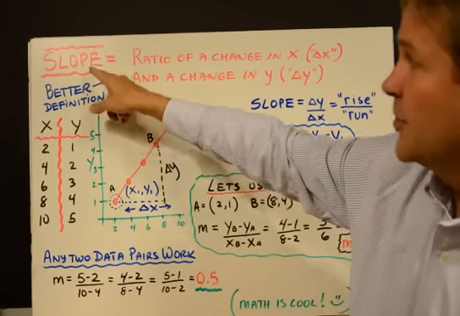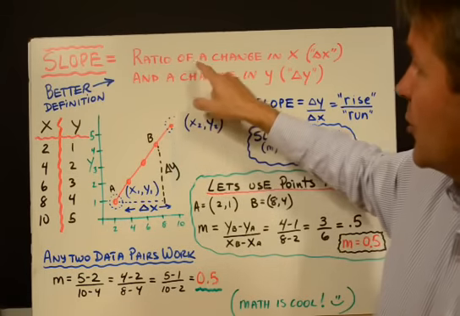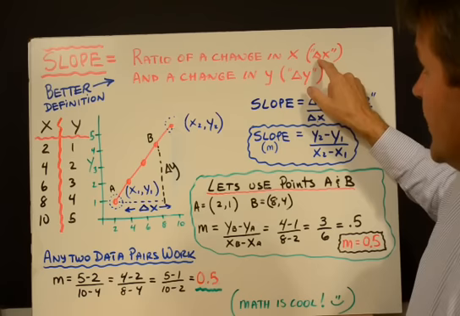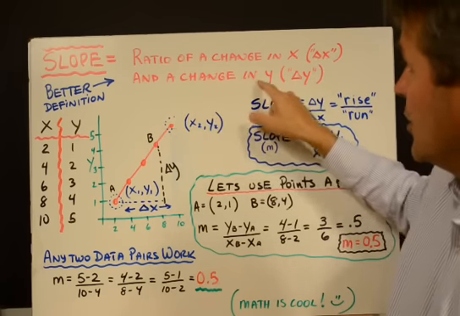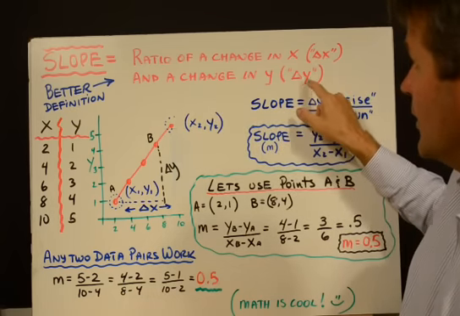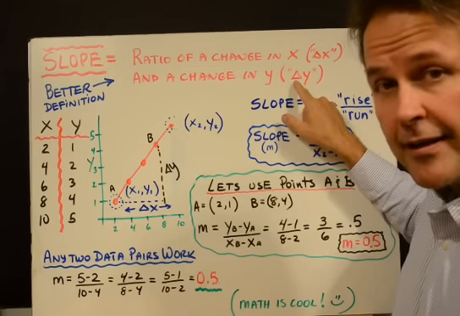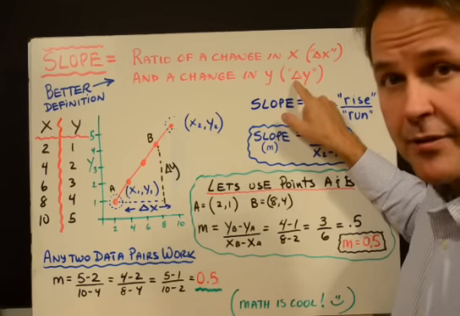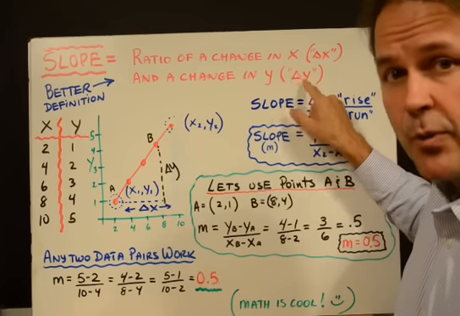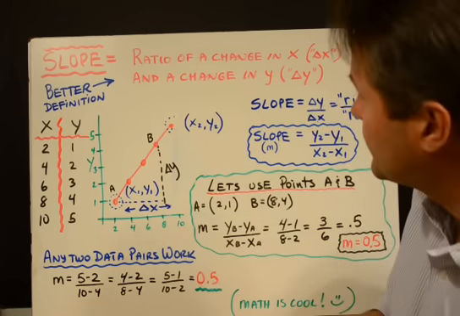A better definition, slope is the ratio of a change in x, delta x, and the change in y, delta y. Delta, Greek letter delta, is a small little triangle. And in math and science, we consider that to be the symbol for change. Delta y, change in y.